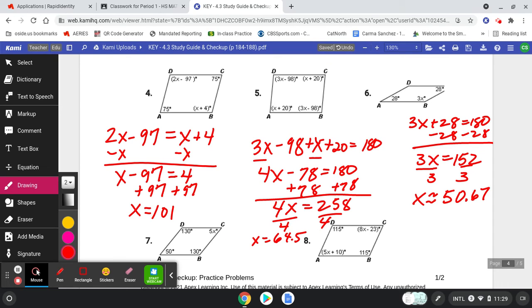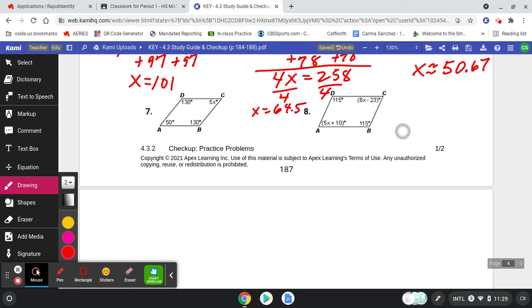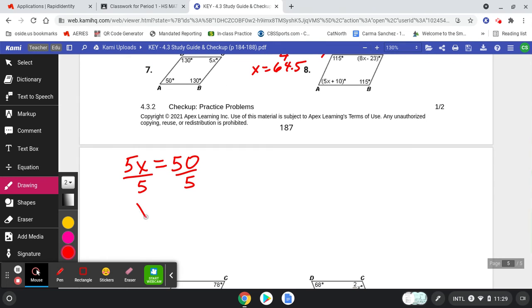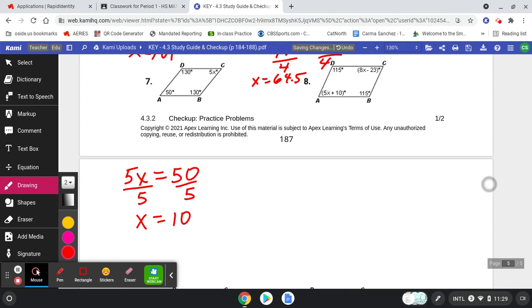Okay, again, keep pausing the video for you to go try some of these on your own. Go ahead and try the next one. I'm going to write the work down here below. So I'm going to use on number 7, opposite angles are equal. We're going to say 5x is equal to 50. So x equals 10.